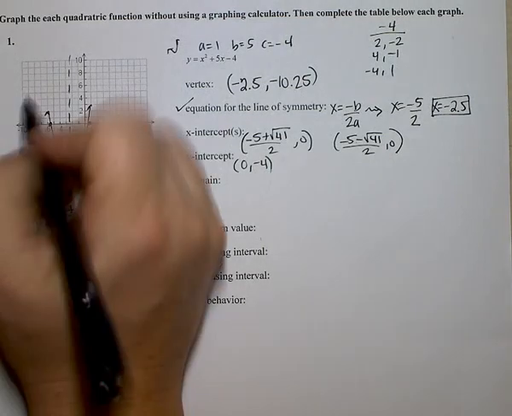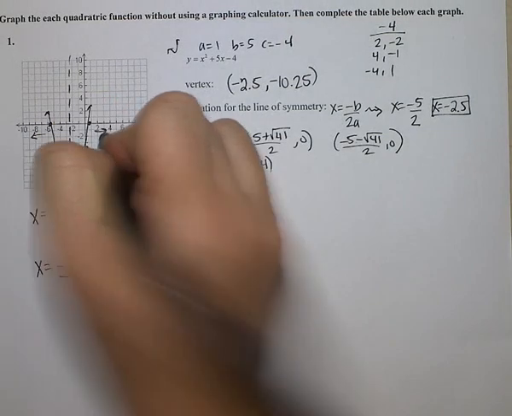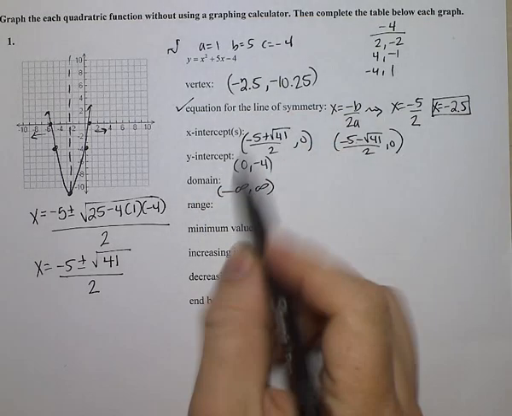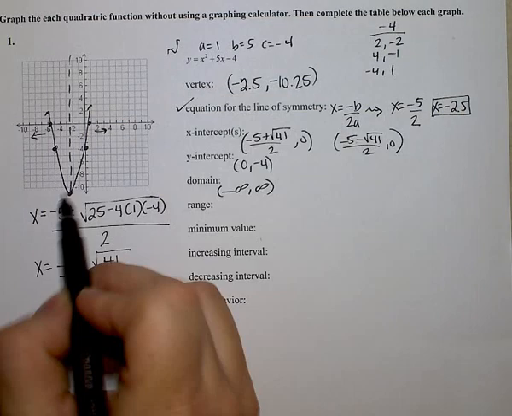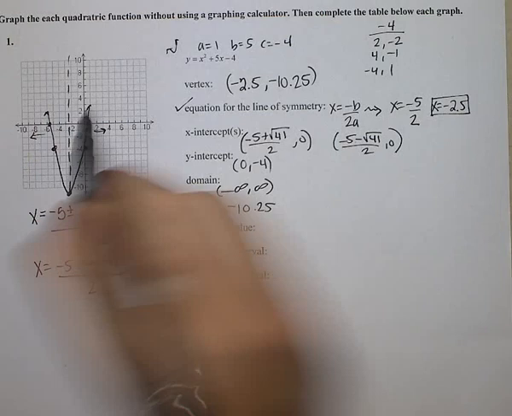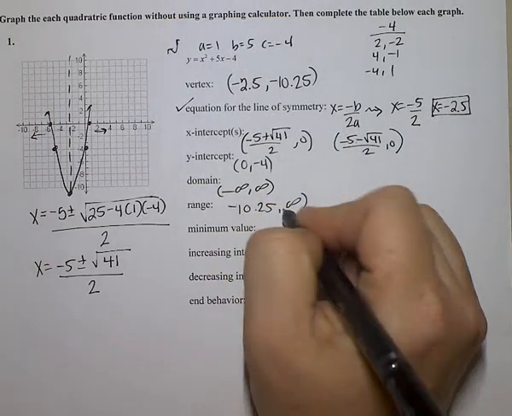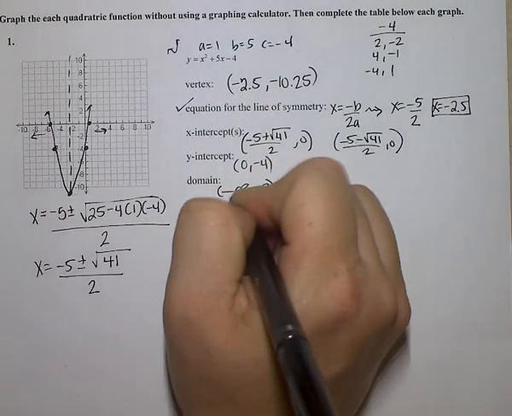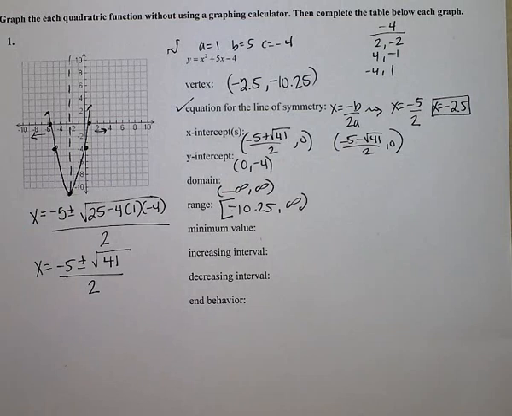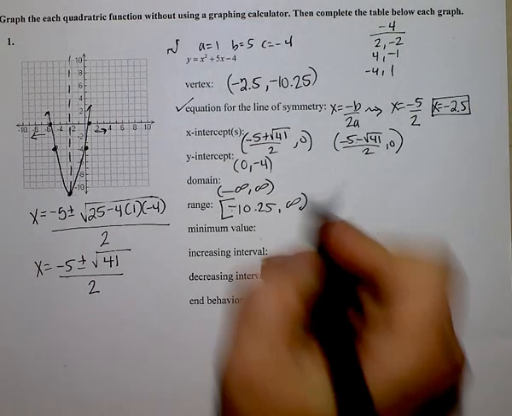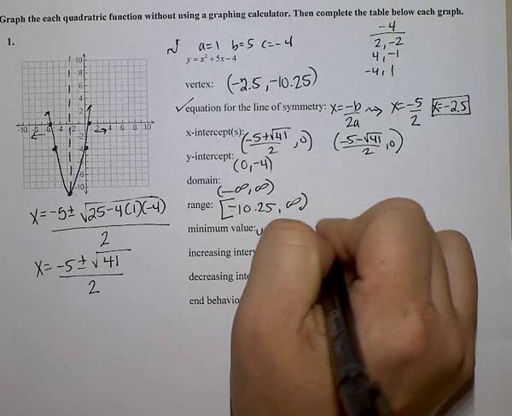There's no limit how far it goes to the left or to the right, leaving a domain of -infinity to positive infinity. That's your domain. Your range, again, going from minimum to maximum. The minimum y value is -10.25. No limit how high it goes. We cannot touch a positive infinity, but -10.25 is part of the graph, so we keep it in brackets. The minimum value occurs right here. The minimum value is y equals -10.25.